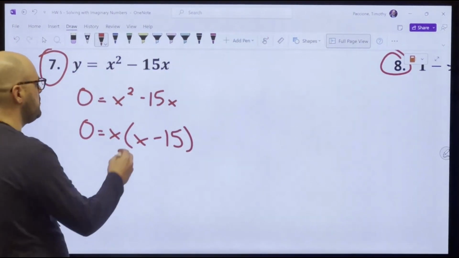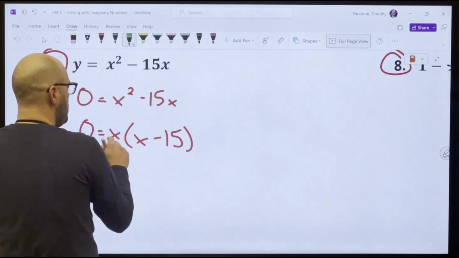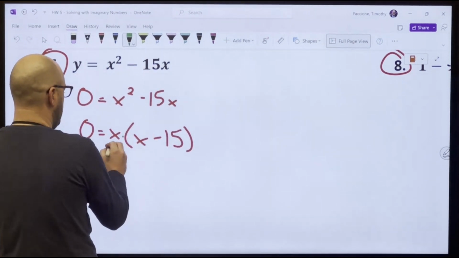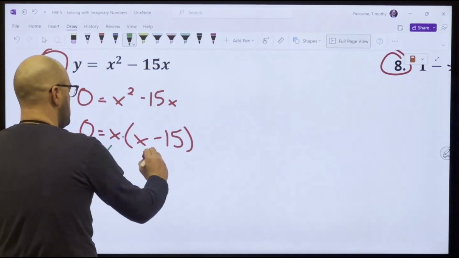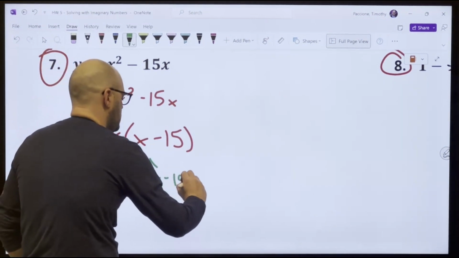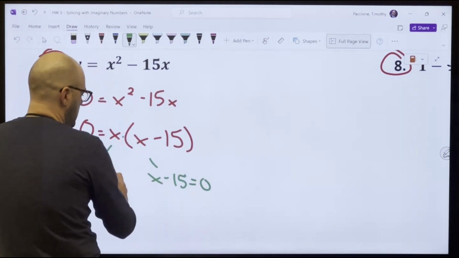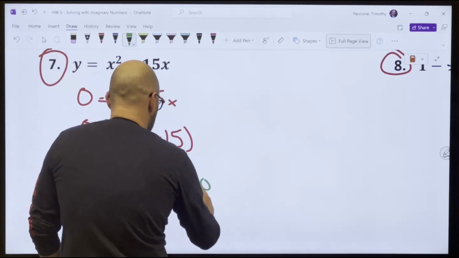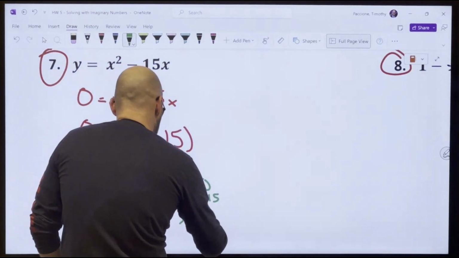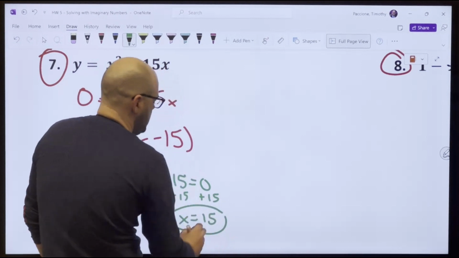Wouldn't that x become a 1 on the outside? Nope. You got two things that are multiplying to give you 0. So either this is 0 or this is 0. This is done. And then this would be plus 15, x equals 15. And those are my two solutions.